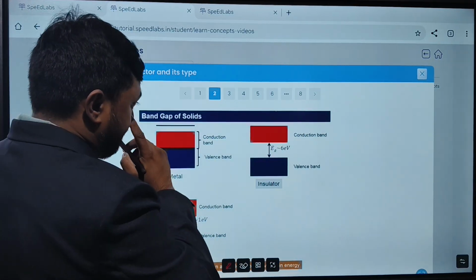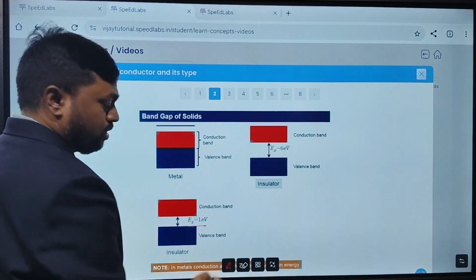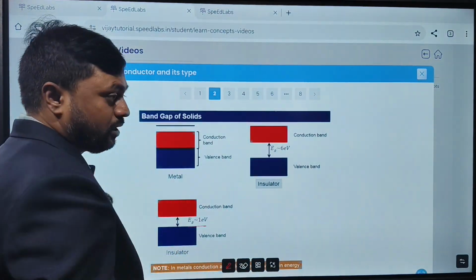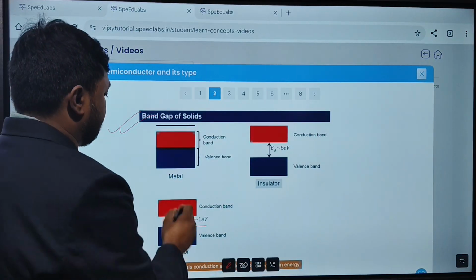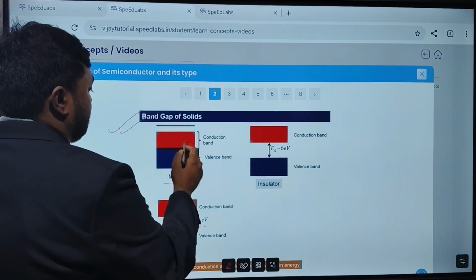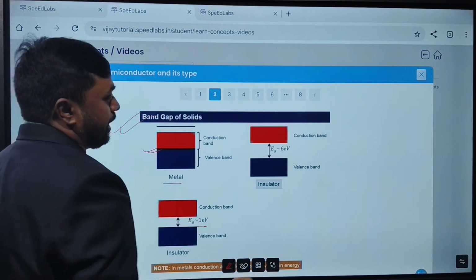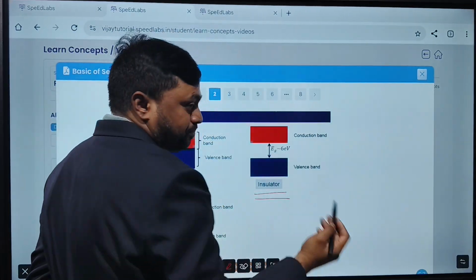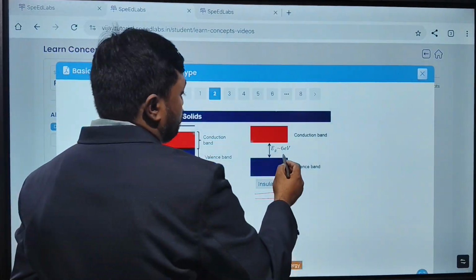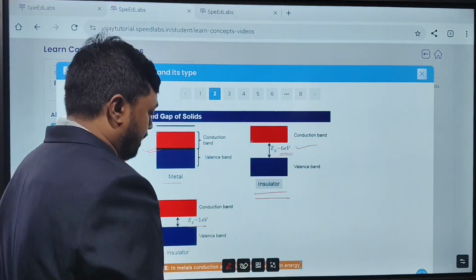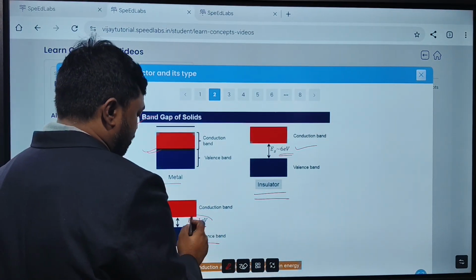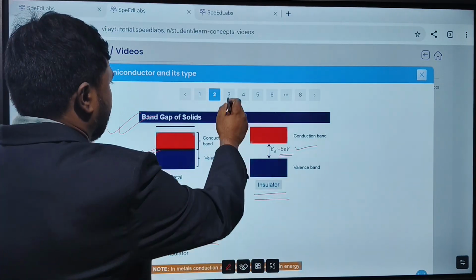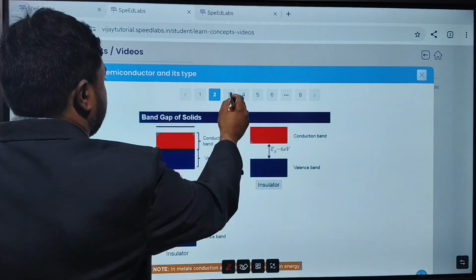In the case of semiconductors, the energy gap is approximately 1 electron volt, like in silicon and germanium. In the case of conductors like metals, the energy gap is 0; the two bands are overlapped. In the case of insulators like non-metals, there is a huge energy gap, about 6 electron volt, they have shown. In semiconductors, it is less than approximately 1 electron volt.